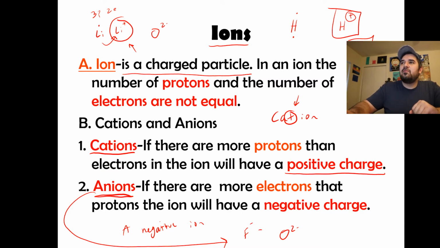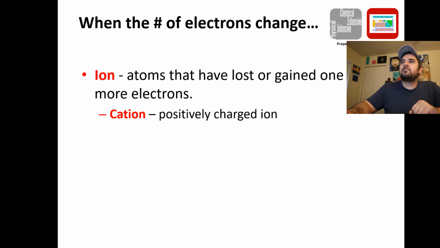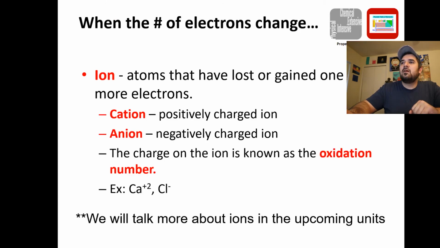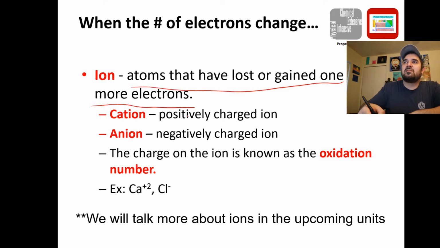All right, so let's go ahead and move on. Here's what you need to write. If you didn't write anything from the previous page, this is it boiled down. An ion is an atom that lost or gained 1 or more electrons. It's an element that lost or gained 1 or more electrons.